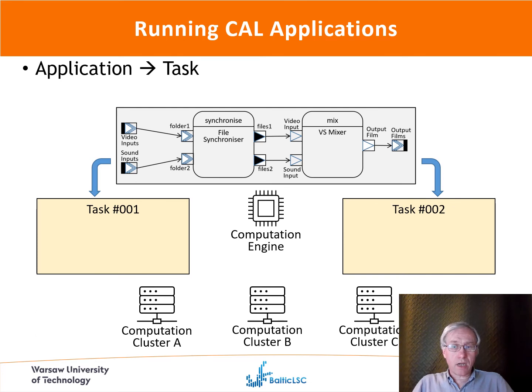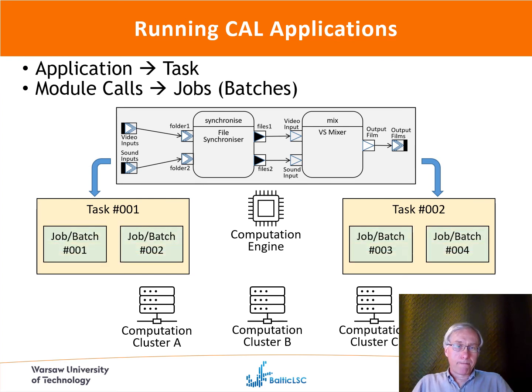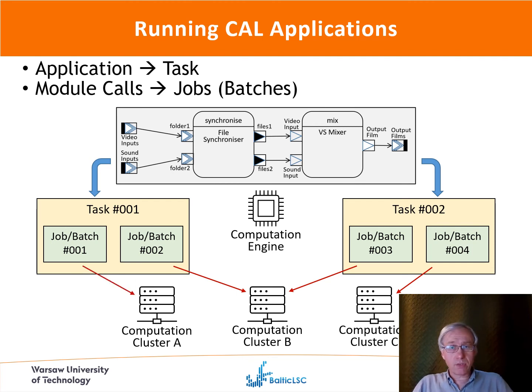The tasks are divided into jobs that reflect the computation modules. And these jobs can be assigned to specific computation clusters. One cluster can process many jobs at the same time, like, for example, cluster B in this example. This all depends on the computation capacity of the given cluster.